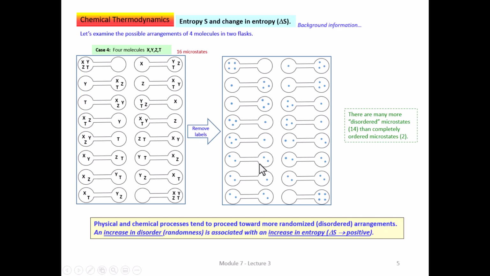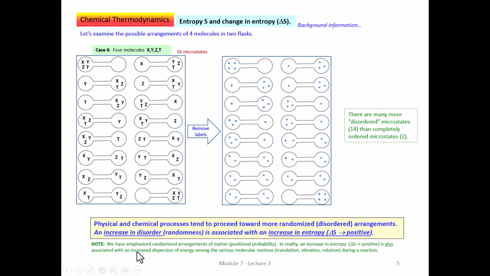You could look at this and say the reason for that is that there's just a much higher probability of a disordered arrangement. In our diagram with the 4 molecules, 14 out of the 16 possible arrangements are the disordered ones. So there's a much higher probability of finding the molecules in a disordered state. Physical and chemical processes tend to proceed toward more randomized or disordered arrangements. An increase in disorder or randomness is associated with an increase in entropy, a positive delta S.